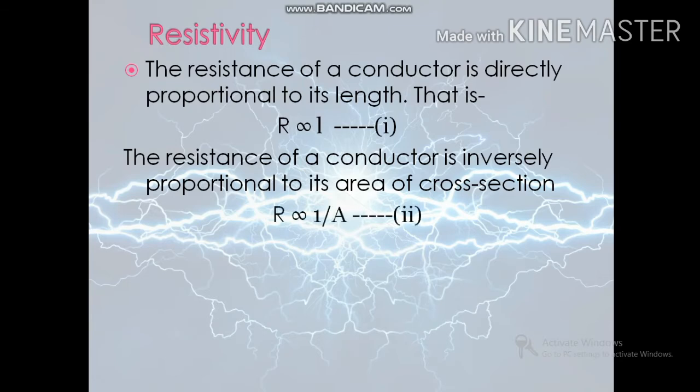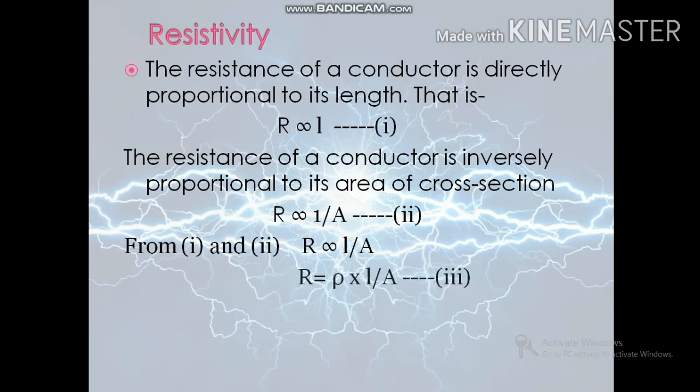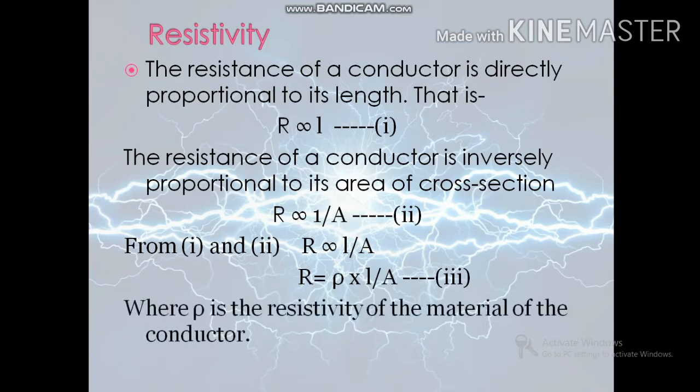By combining equations 1 and 2, we get R is directly proportional to L and inversely proportional to A. So that means R equals rho L by A, where rho is the resistivity of the material of the conductor. Here rho is a constant, which is called the resistivity of the material of the conductor.